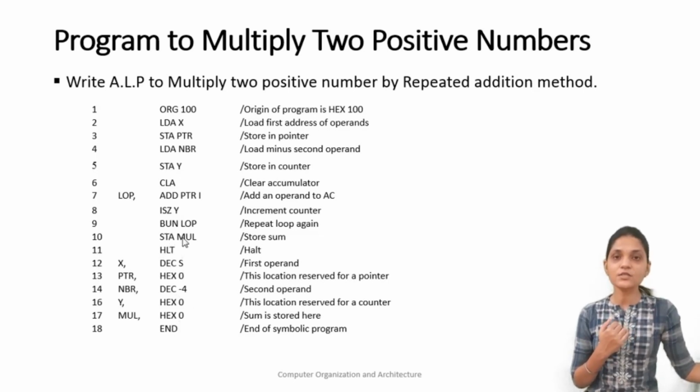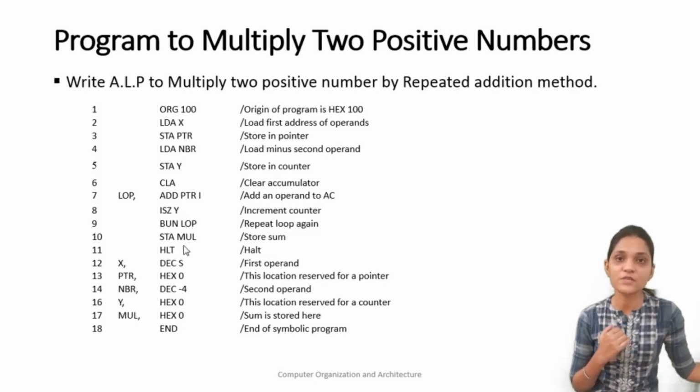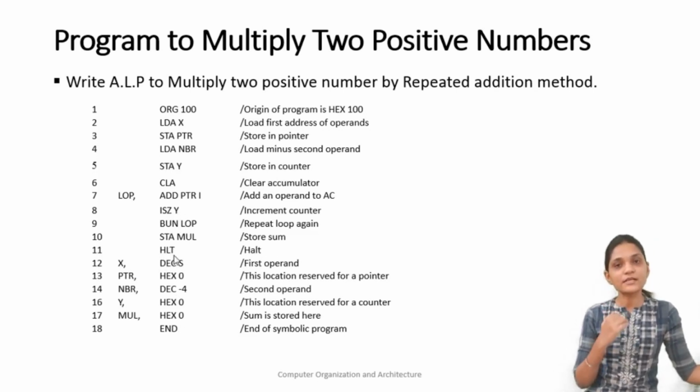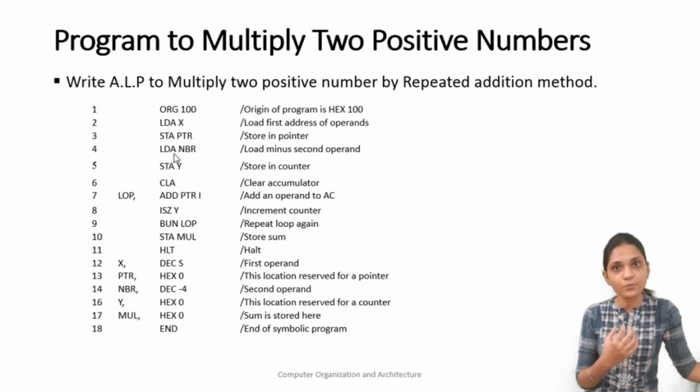Okay, so after this you can store this into the MUL location and then the HLT instruction to end this program, or you can say complete this program. So here we have first loaded the location of the first number and then stored it at the pointer location, then loaded the second number as a pointer and then stored it at the Y location, which we will use as a counter. Then clear the accumulator and do the addition operation by indirect addressing until your counter is 0, and after addition store this result to the MUL location.